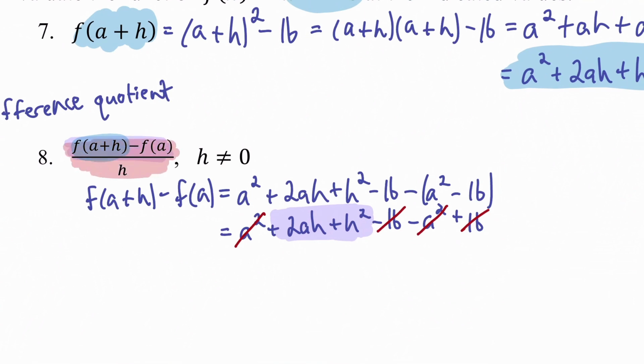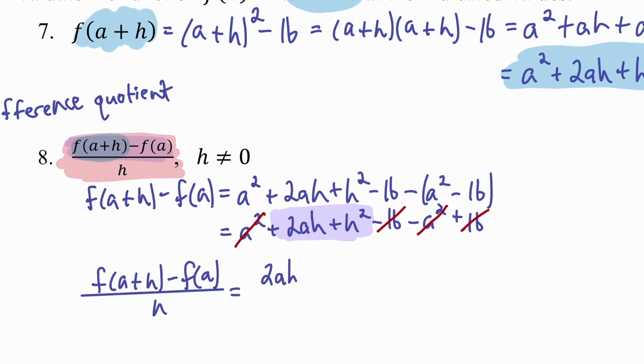So now we're going to form the whole fraction: all that stuff we just found divided by h. So f of a plus h minus f of a, that numerator, which is what we just found, all over h. So 2ah plus h squared all over h.